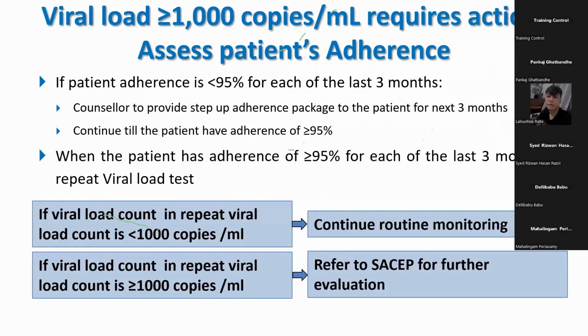So if the patient adherence is less than 95% for each of the 3 months, the counselor has to provide the step-up adherence package. Counsel till the patient has adherence of more than or equal to 95%. Okay, unless the adherence is 95%, don't go in for a viral load testing. If the patient has an adherence of more than 95%, do the testing. Okay, if the viral load count is less than 1000 copies per ml, continue the routine monitoring, and if it is more than 1000 copies per ml, refer to SASA for further evaluation.